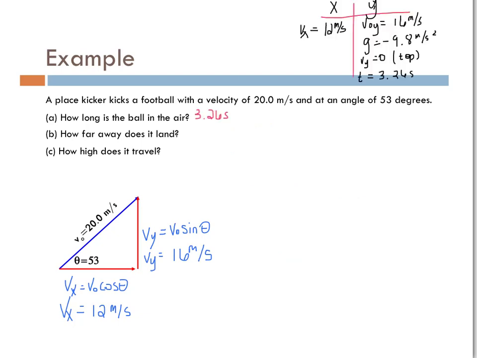Now that we know the total time, the only side of information that has how far it traveled would be the x information. So this simply becomes velocity is equal to distance over time, where distance is equal to velocity times time. So 12 times 3.26 gives us a total travel distance of 39.12 meters. And the last piece, how high does it travel?